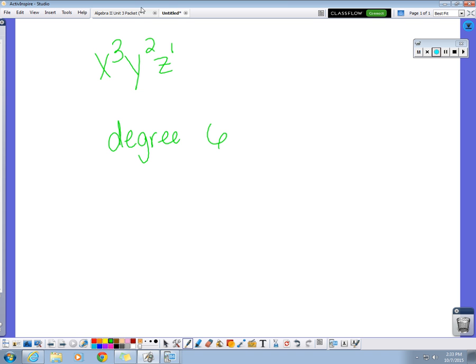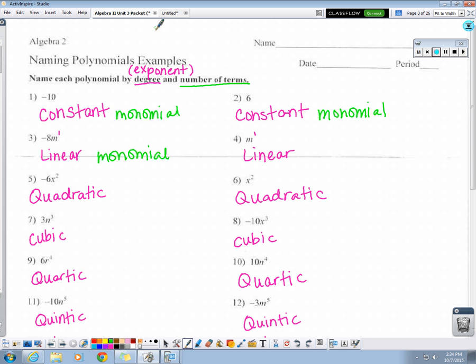Okay? All right. Now, if I were to take this and then add 2, now I have a binomial because I have two different terms. The reason I know they're two different terms is because they're separated by the plus sign. So when we look at our paper, we can see that all of these are monomial until you get to what number? 13. Okay, so all of these are monomial until we get to 13.